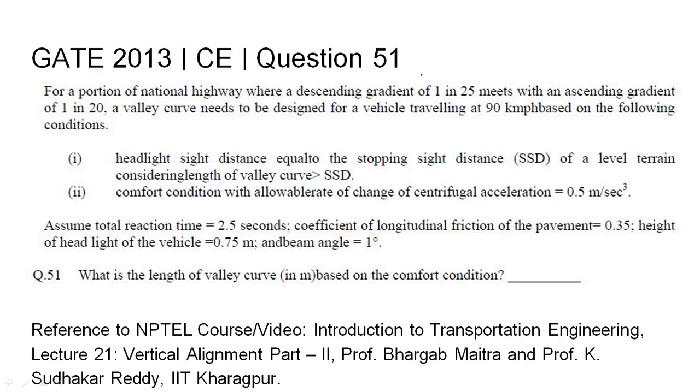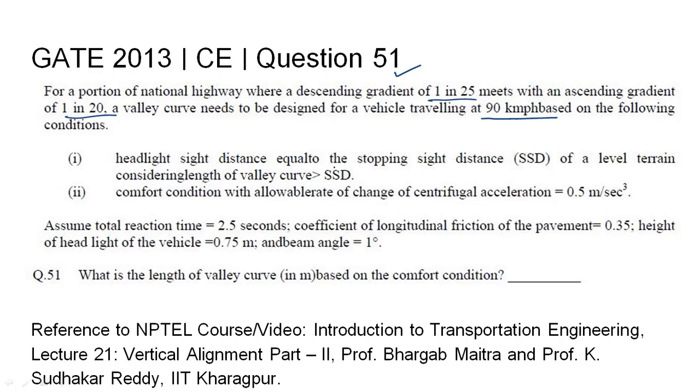2013 Civil Engineering Question 51. For a portion of national highway where a descending gradient of 1 in 25 meets with an ascending gradient of 1 in 20, a valley curve needs to be designed for a vehicle traveling at 90 km per hour.